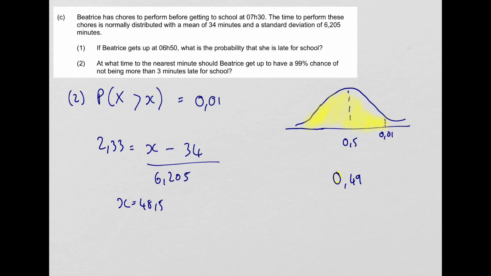So 48 and a half minutes before 7:33, because remember, she can be 3 minutes late. Up till 7:33 is fine, but after 7:33 is not acceptable. So 48 and a half minutes before 7:33 is 6:44. You must give it as a time because they did ask for the minutes. So 6:44.